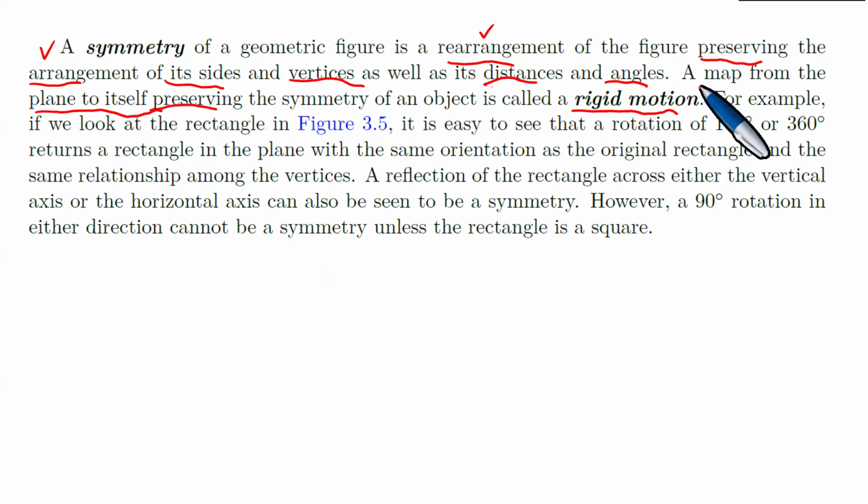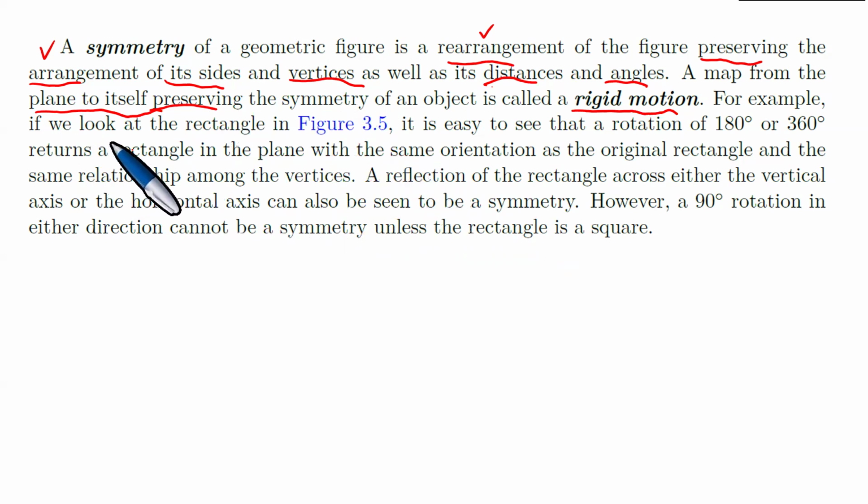It's a map from a plane to itself. This map preserves the symmetry of an object. What does it mean to say it preserves the symmetry? It means that after the map, the object looks the same. So the symmetry is preserved.